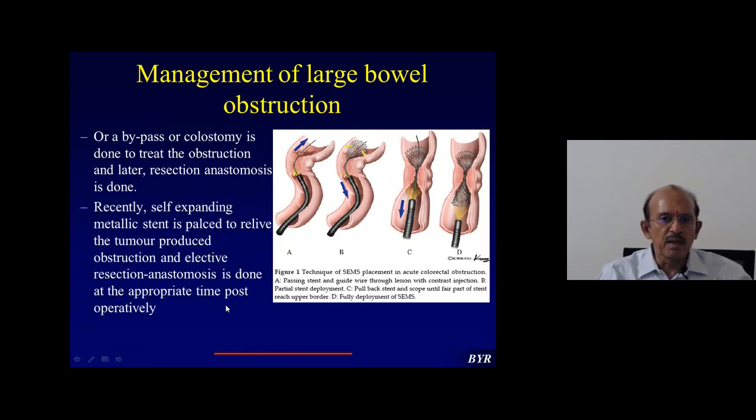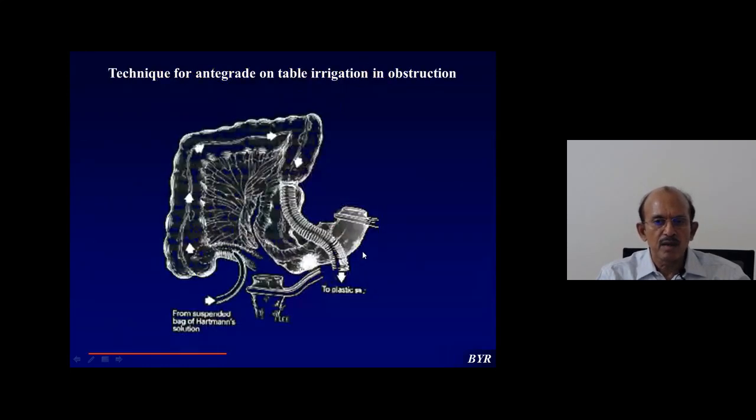Recently, self-expanding metallic stents are being placed to relieve the obstruction caused by tumor. So in acute obstruction, you can pass a stent like this along with the endoscope. A guide wire is passed. Over the guide wire, a metal stent is passed and pulled into the strictured area, and later a balloon is passed and it gets dilated. So this metal stent will be there in this place. Once it gets expanded, it remains expanded. This is on-table lavage, already I have explained to you.